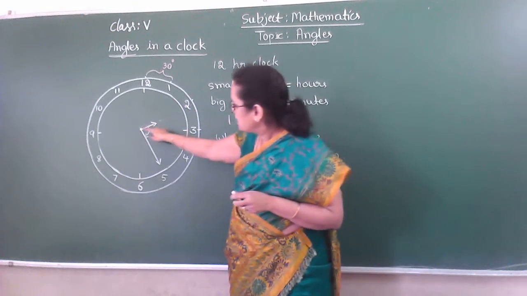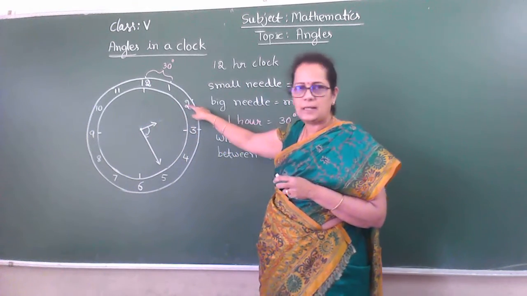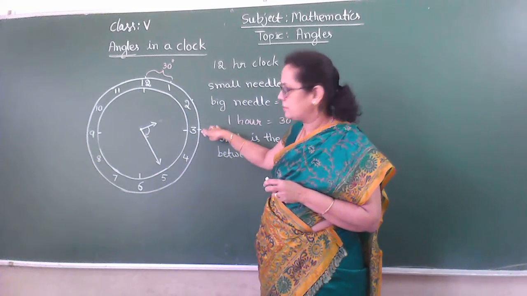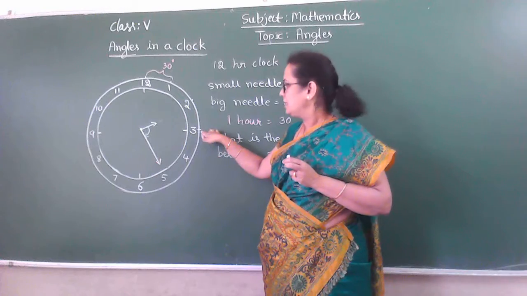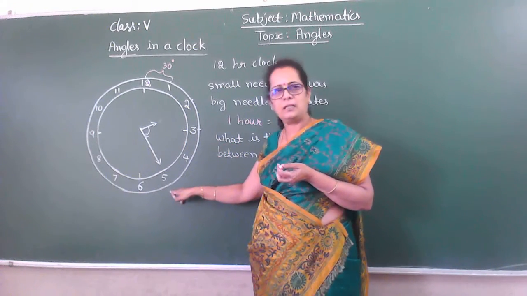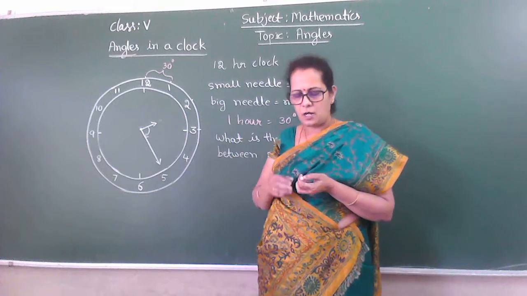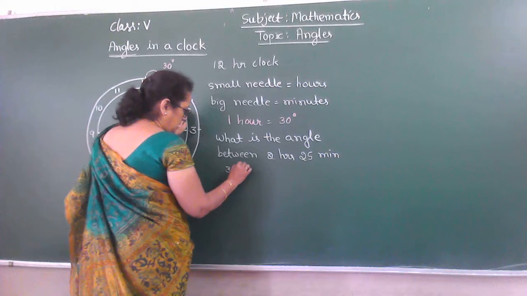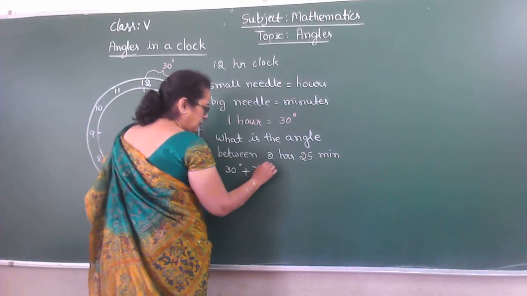Start from the small needle, take that number and start from there. 2 to 3, 30 degrees, 3 to 4, 30 degrees, 4 to 5, again 30 degrees. That means how many times 30 degrees here? 30 plus 30 plus 30.